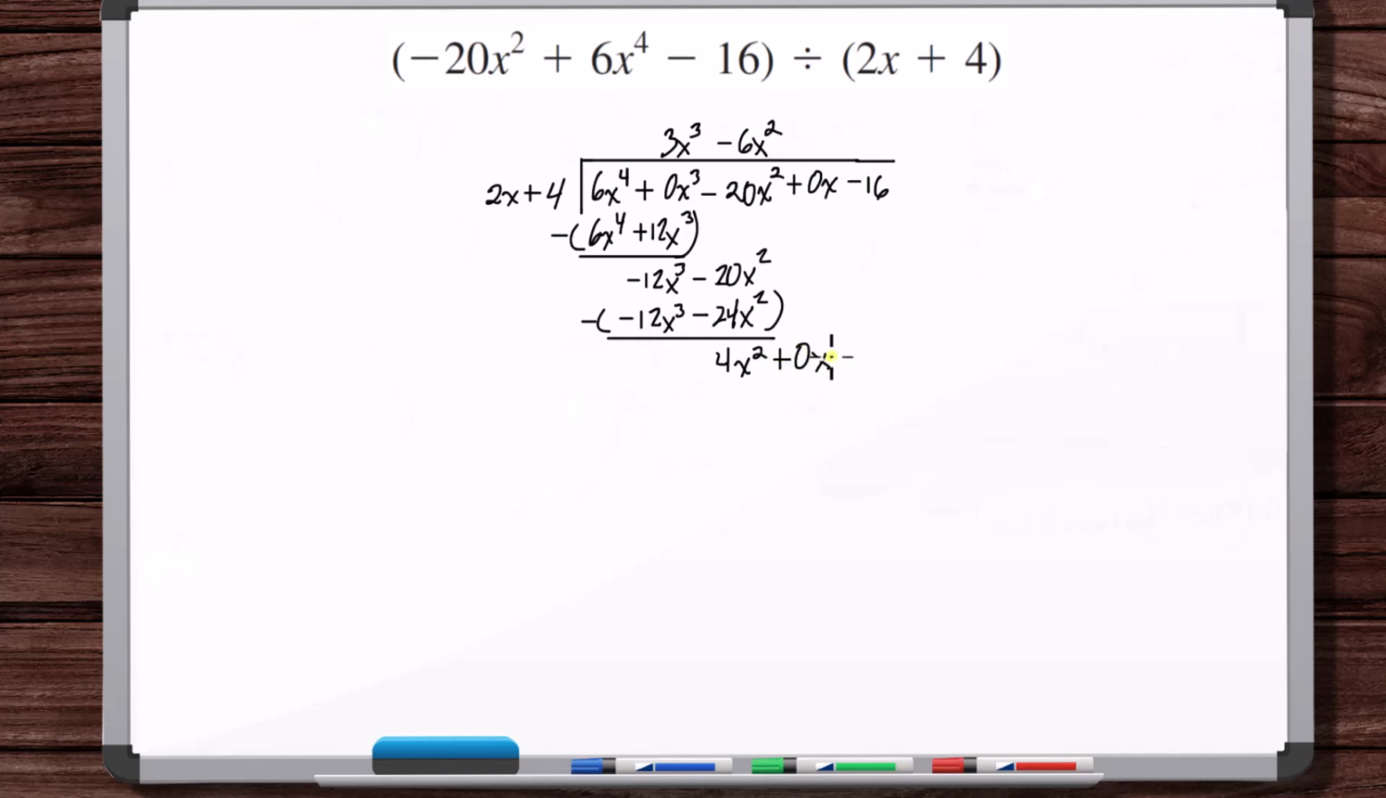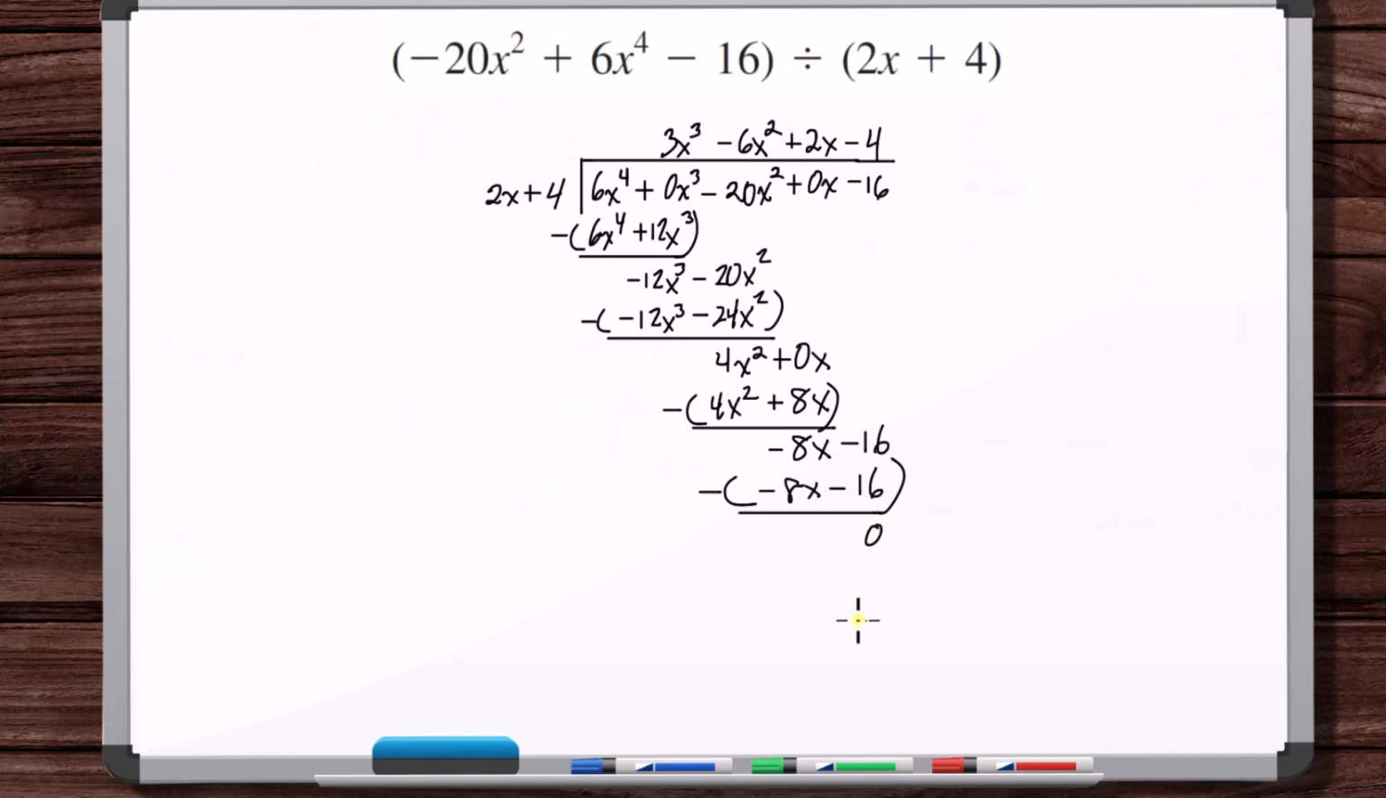Bring down the 0x. 4x squared divided by 2x is 2x. So we got 4x squared and then plus 8x. 4 minus 4 is 0. 0 minus 8 is minus 8. Minus 8x divided by 2x is minus 4. Minus 4 times 2 is minus 8. Minus 4 times 4 is minus 16.